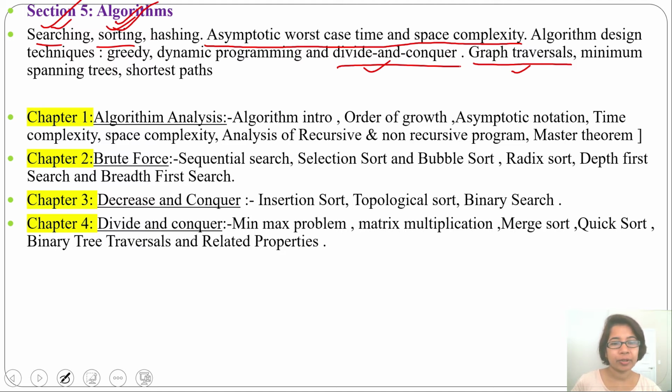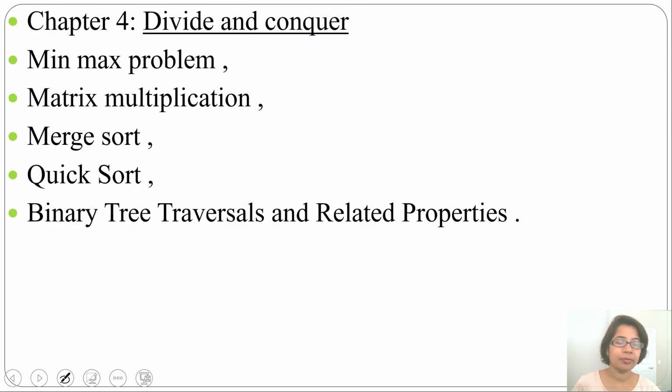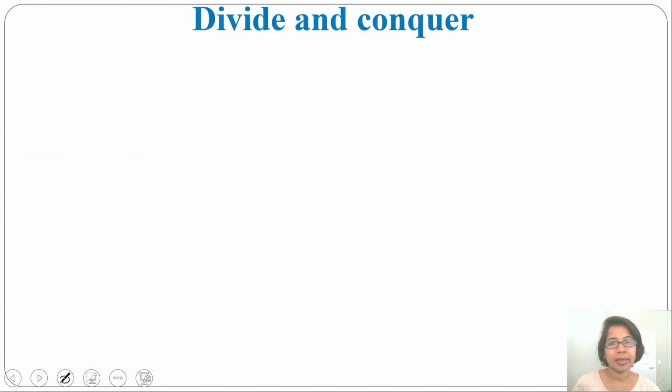Let's discuss Chapter 4, divide and conquer technique. In Chapter 4, first I'll discuss the introduction of divide and conquer. Then I'll discuss min-max problem, matrix multiplication, merge sort, quick sort, binary tree traversal and related properties. Let's start divide and conquer.